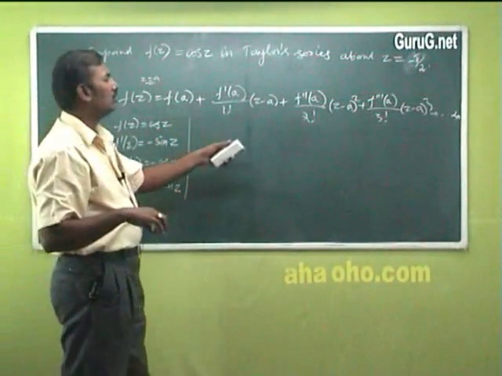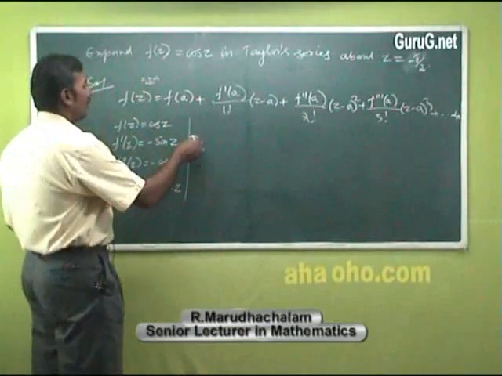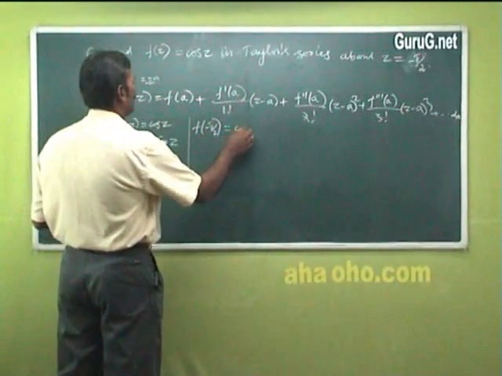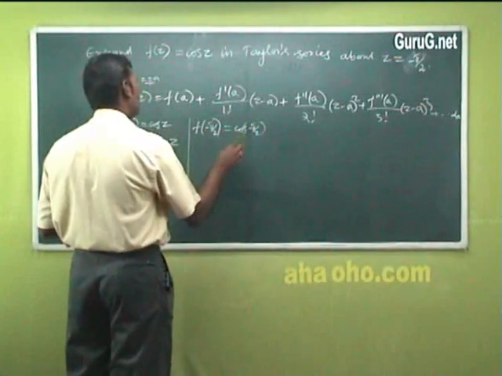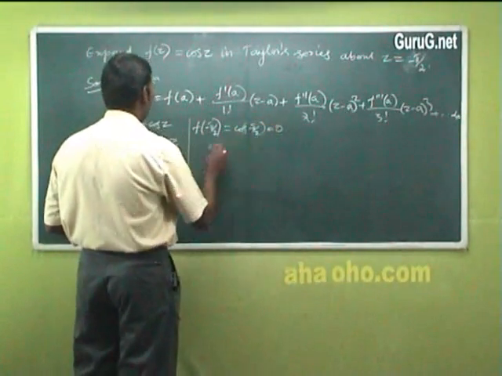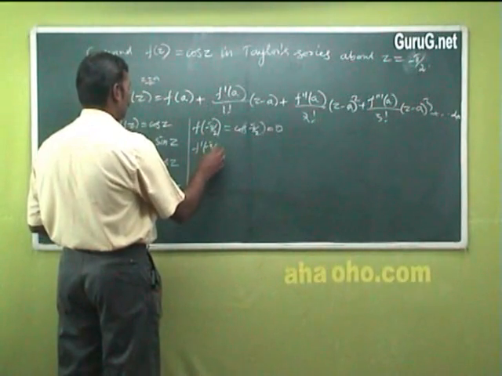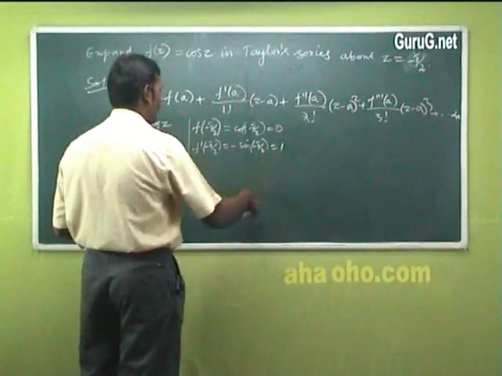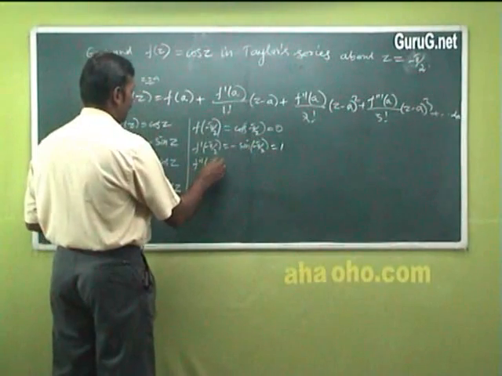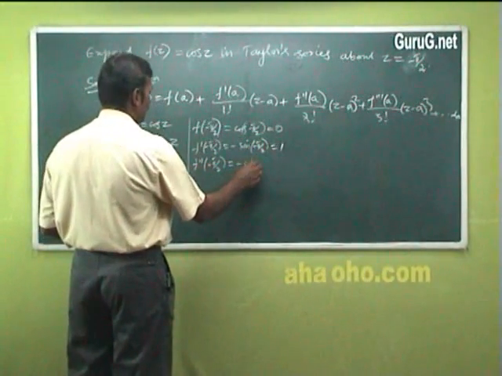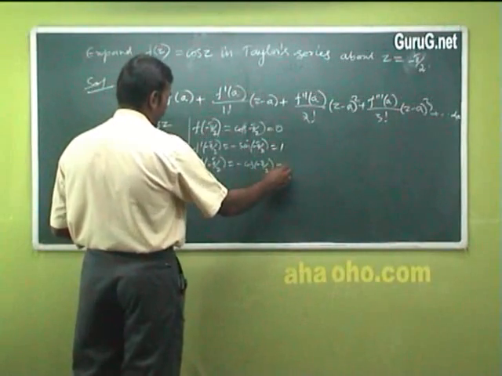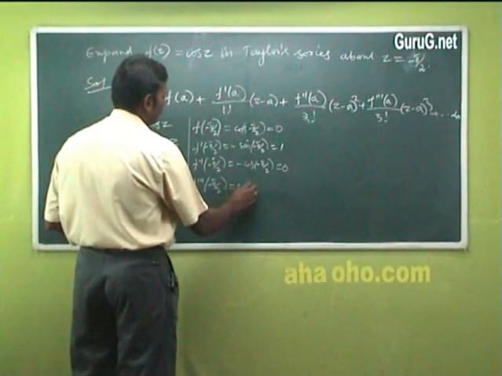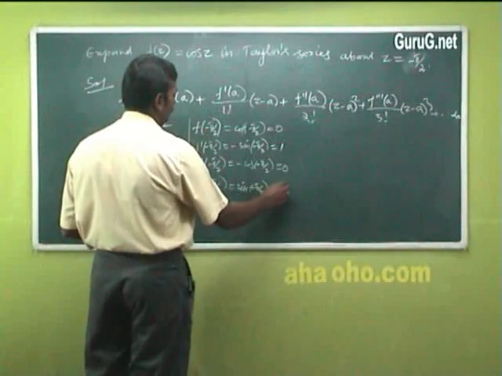I'll write up to 3 non-zero terms. Okay. So f of minus pi by 2. So a is minus pi by 2 here. So cos minus pi by 2, cos 90 is 0, right? So f dash of minus pi by 2, so minus sine of minus pi by 2, so is equal to plus 1. f double dash of minus pi by 2 equal to minus cos minus pi by 2, which is equal to 0, and f triple dash of minus pi by 2 equal to sine minus pi by 2, can take minus outside, so minus 1.